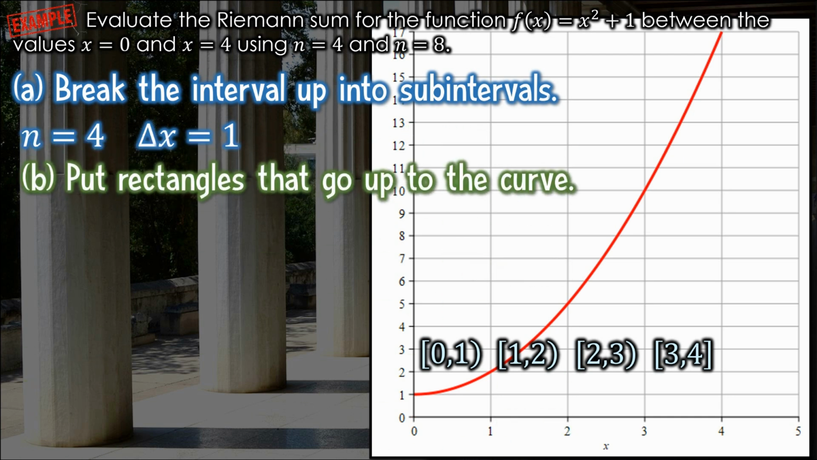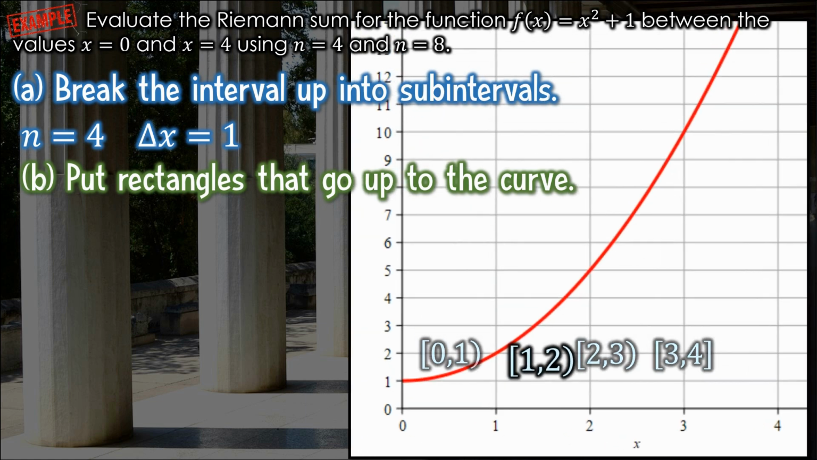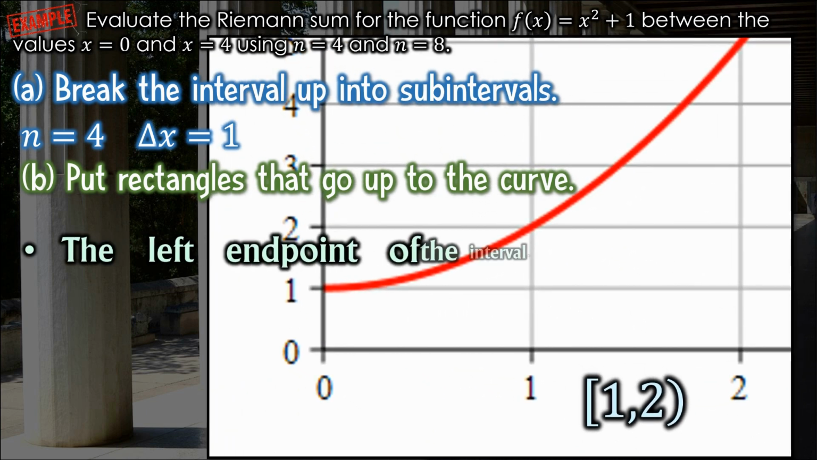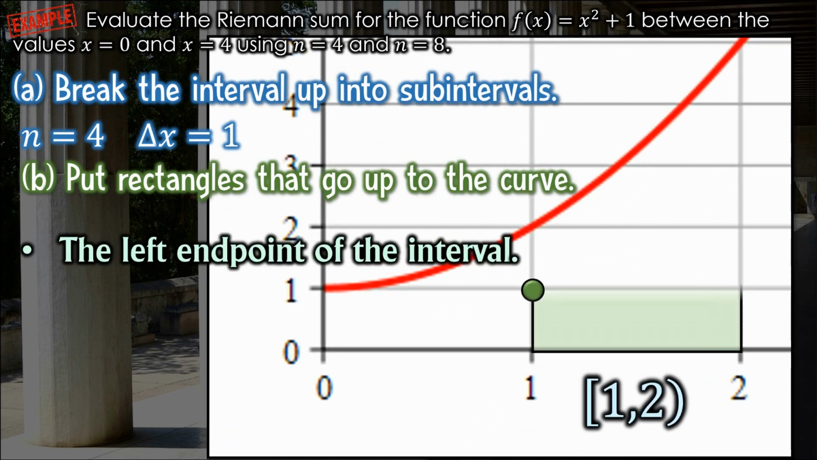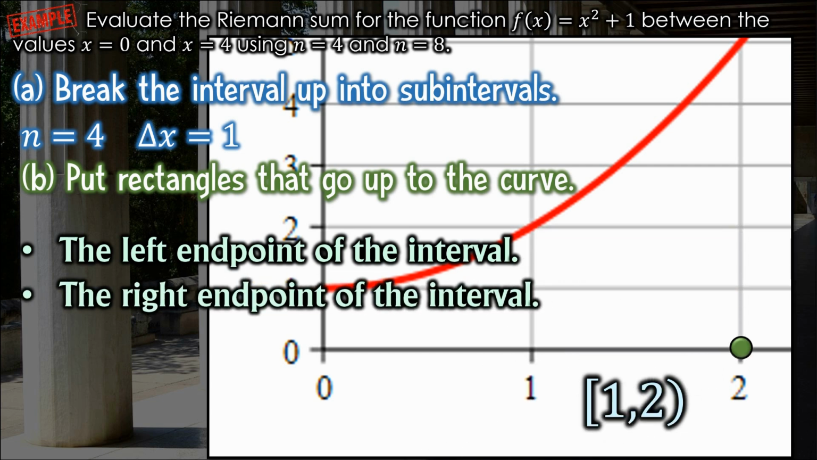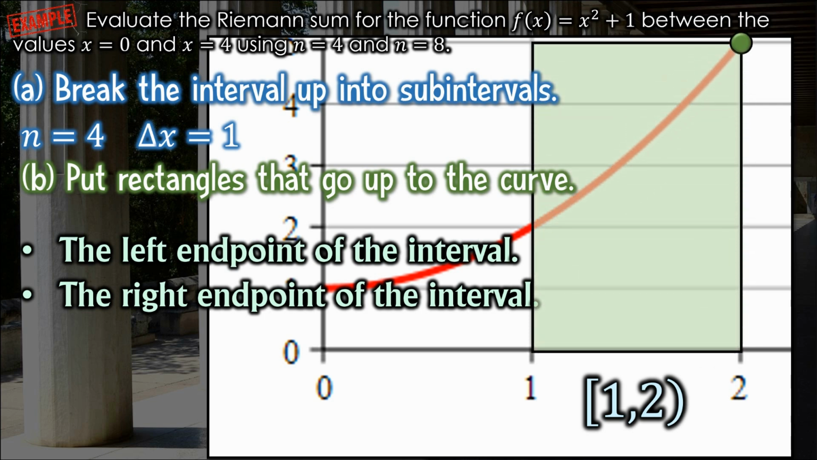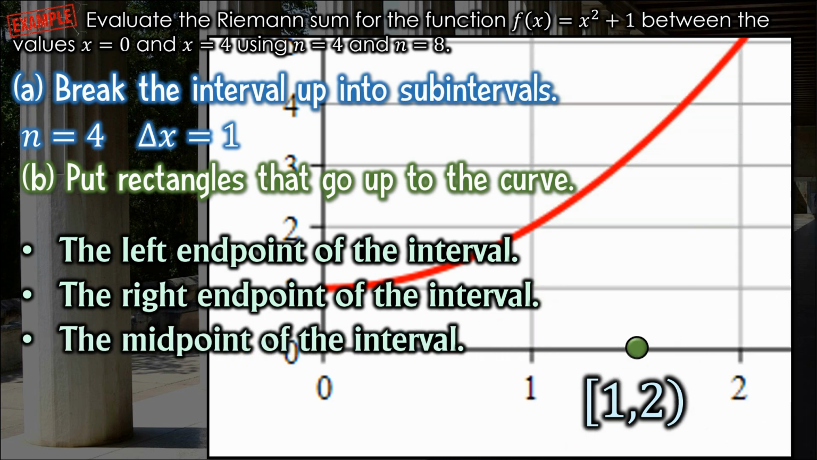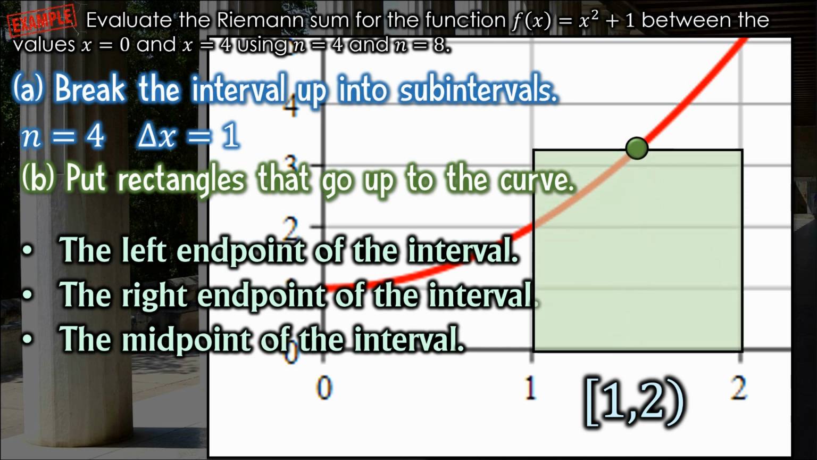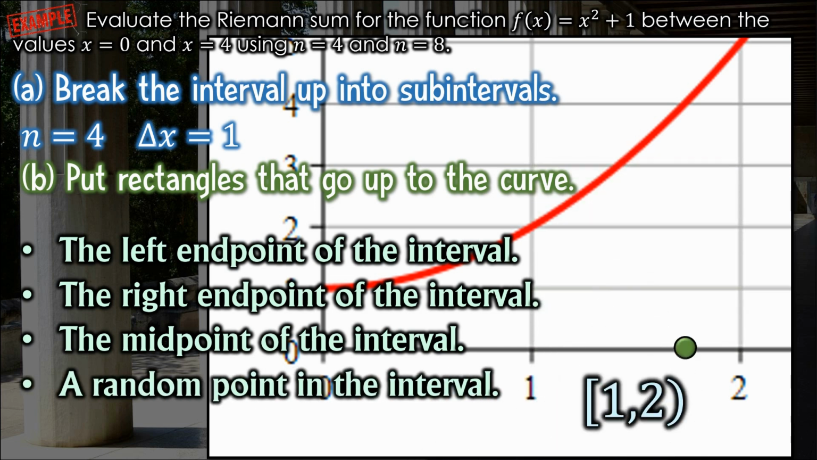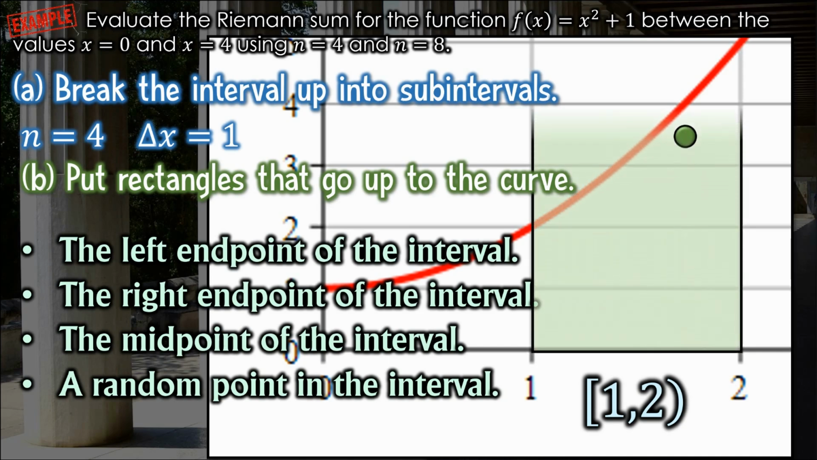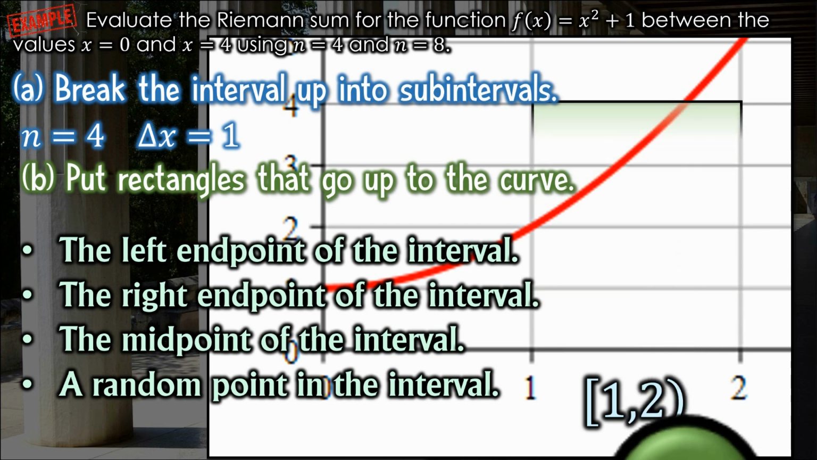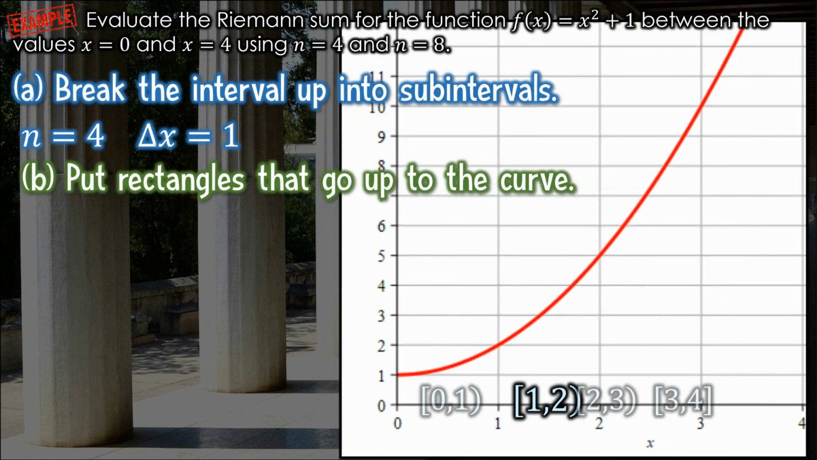From there, we put in some rectangles that go up to the curve. Of course, we have to decide how we're going to do that, and our options were to either pick the left endpoint of our interval and send that up to the function, see where that hits the curve. We could also just as easily do the right endpoint of the interval, send that up to the curve and see where that hits. We could pick the midpoint of the interval and send that up, which feels kind of nice, a little bit of balance. Or we could just pick a random point in the interval, just throw a dart at it and send that up. It doesn't matter. It still meets the definition of a Riemann sum regardless of what you pick. But for our example, we used the left endpoint and we went from there.